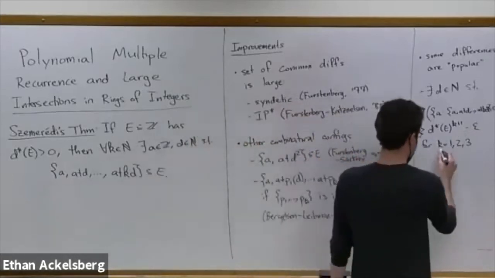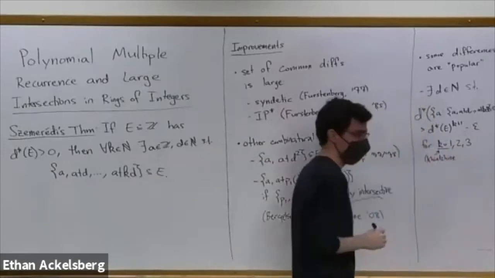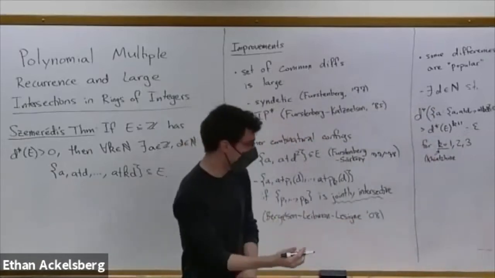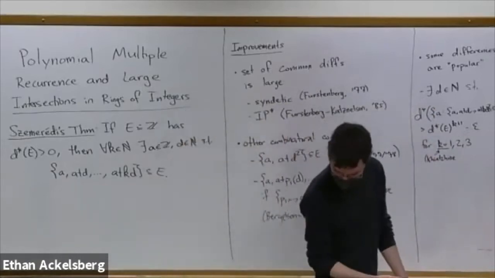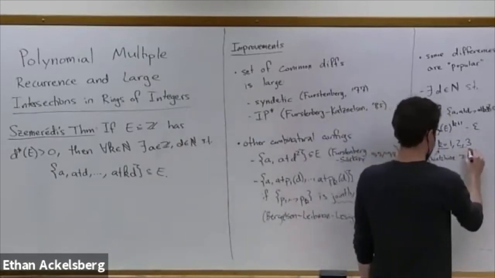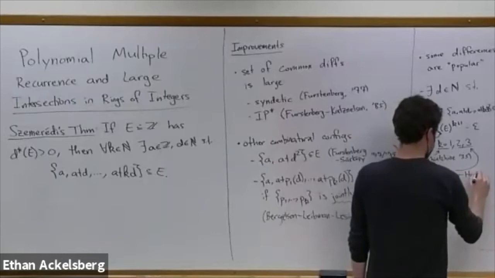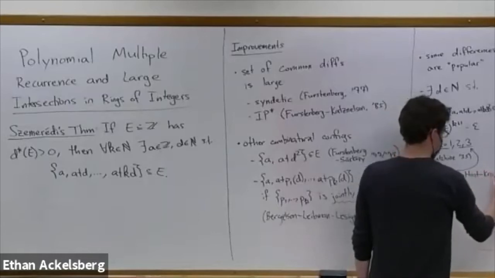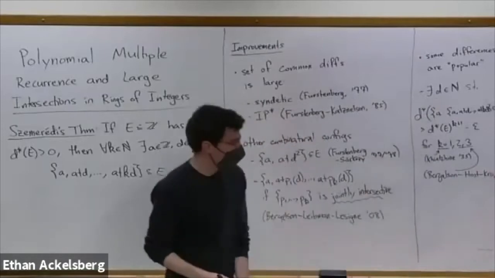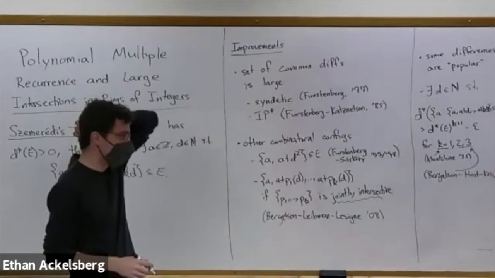And k equals 1 is just Khintchine's recurrence theorem stated combinatorially. So that is a very old result, 1935. But the k equals 2 and 3 case is Bergelson, Host, and Kra in 2005. And there are also finitary versions of this due to Green and Green and Tao.